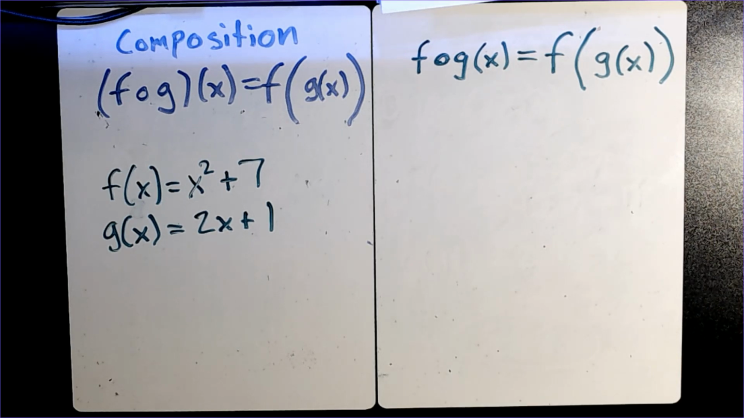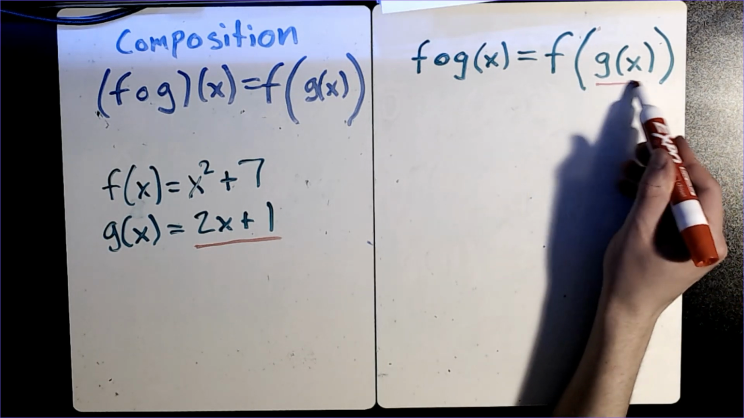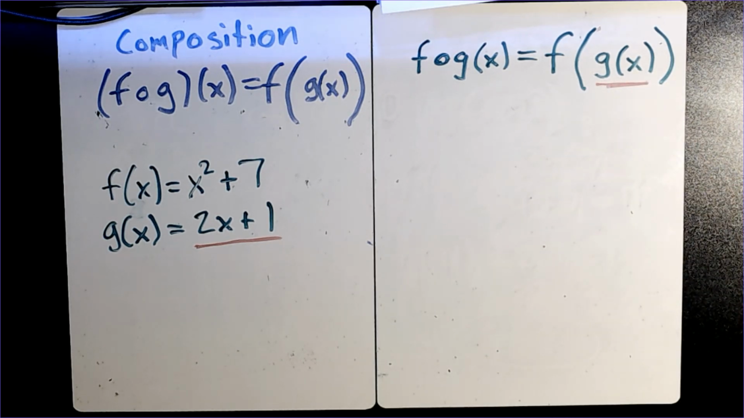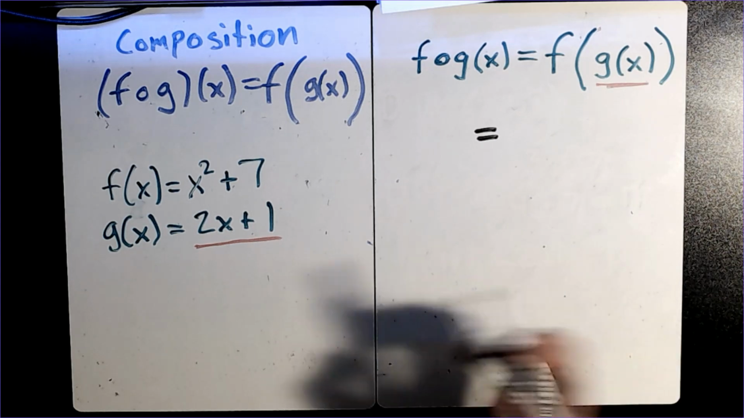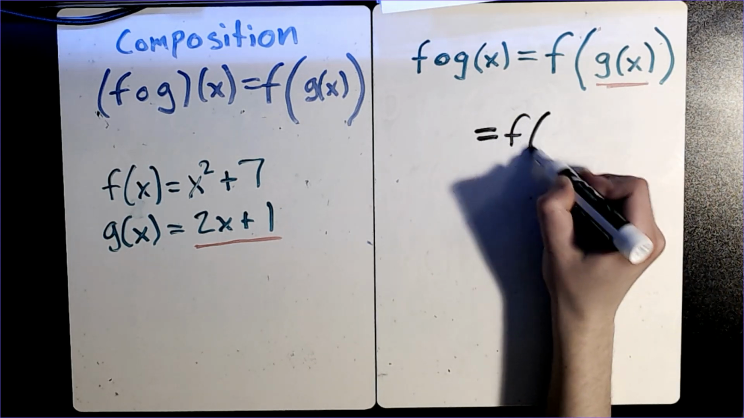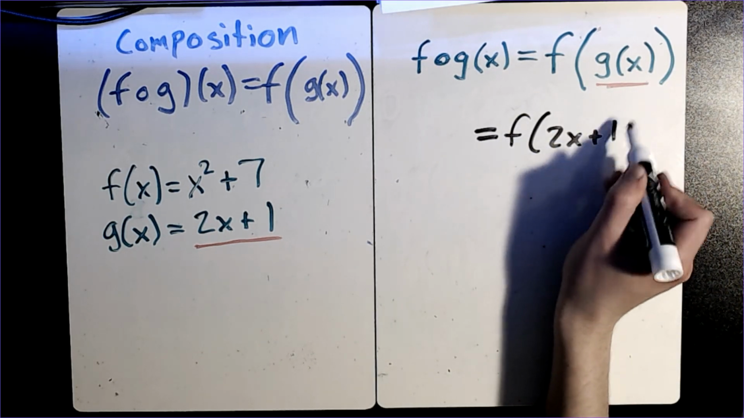So what is g of x in this situation? We just look at our function here. g of x is 2x plus 1. So that is how we get the y value that's right here. Okay, so we just plug that in. g of x is 2x plus 1, so we get f of 2x plus 1.